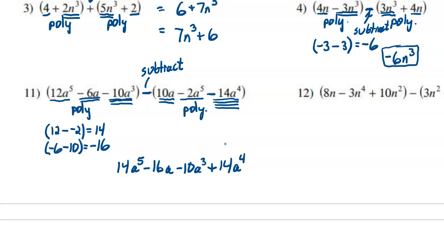Now you can leave your answer like this, but thinking ahead in class, you need to get in the habit of putting it in order of decreasing degree. 14a to the 5th power comes first, then the 14a to the 4th power, then the negative 10a cubed, and then the negative 16a.